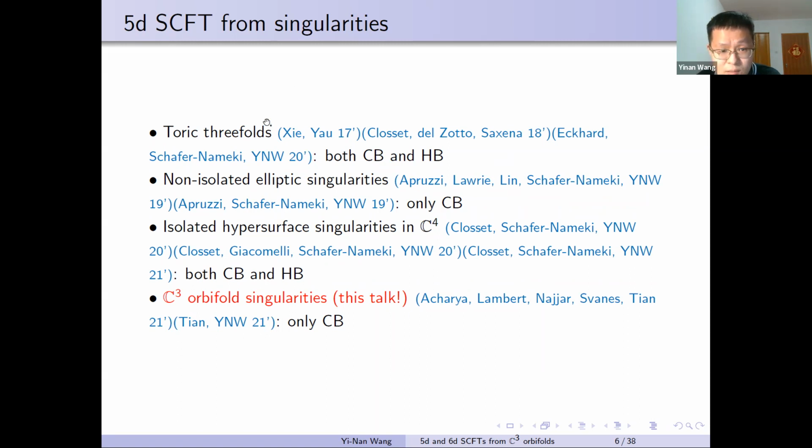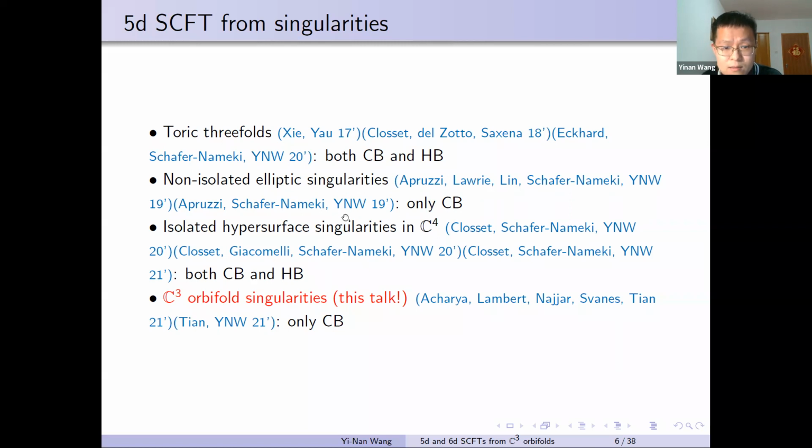For example, the simplest examples are the toric threefolds, where we can easily study both the Coulomb branch and Higgs branch. This is basically because the corresponding brane web picture of a toric threefold can be very easily defined. Besides that, there's also a very big class of singularities that come from the non-isolated elliptic singularities. Because if we want a 5D model instead of a 6D one, we actually have to do a non-flat resolution of these elliptic models. And because these singularities are non-isolated, it's very hard to study their deformation, and we could only study the Coulomb branch in a nice way.